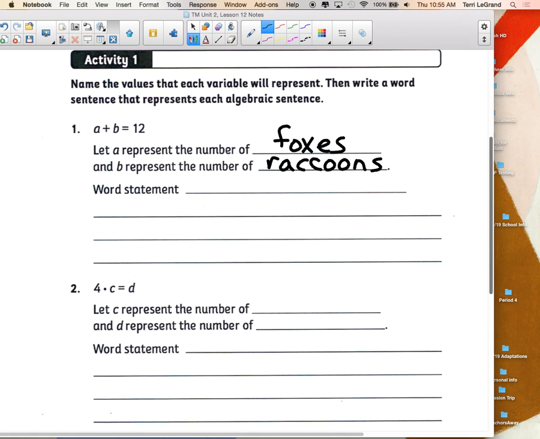Well, wait a minute. The equation says the number of A's, so A, the number of foxes plus the number of raccoons has to equal 12.